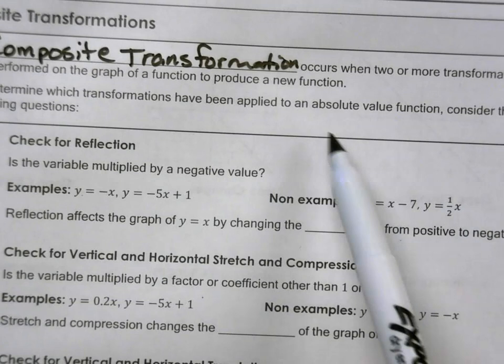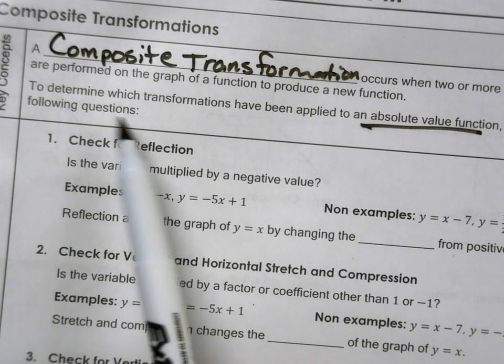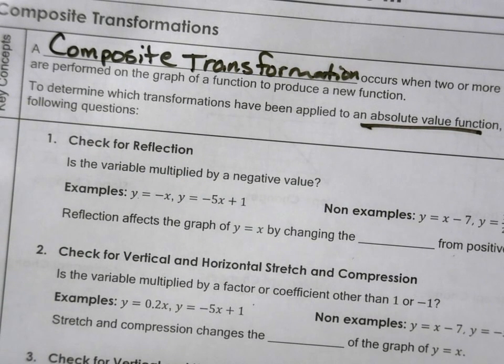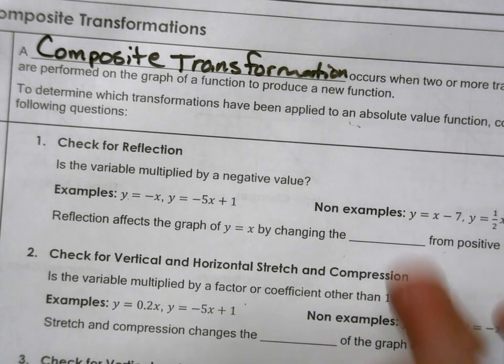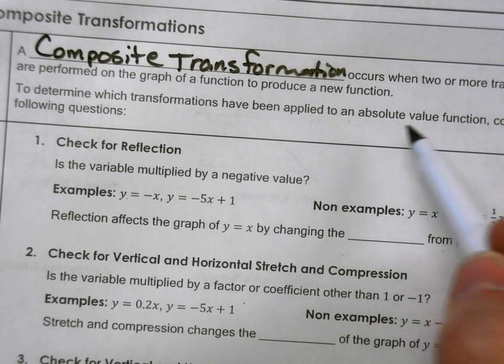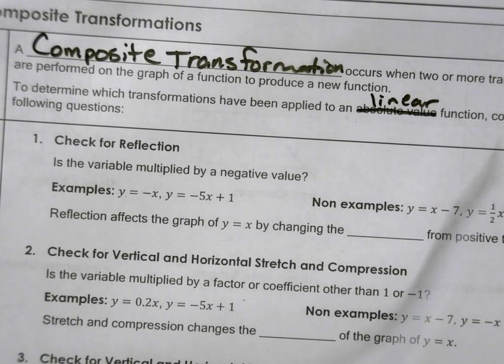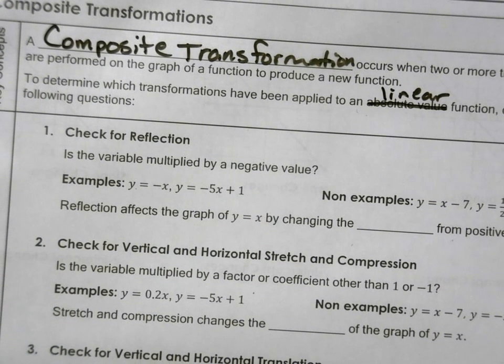Okay? This says absolute value function. It says to determine which transformations have been applied to an absolute value function, consider the following questions. Okay? These transformations work on any function. So this, I believe, is just a typo. This should be a linear function. But the same transformations happen no matter what type of function. The same things happen. But we're only dealing with linear functions right now.